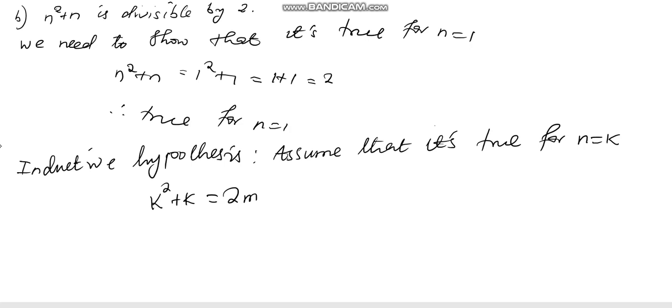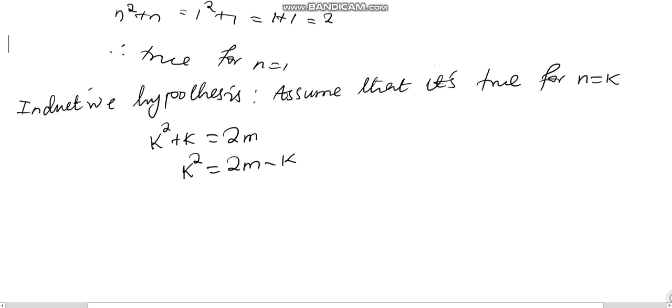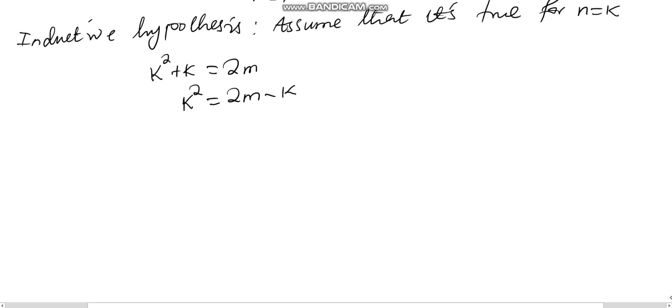So here, we make k to the power 2 the subject. If we make k to the power 2 the subject, we're going to have 2m minus k. So after doing this, we go to the third step, where we have to show that the inductive hypothesis is equally true for n equals k plus 1.